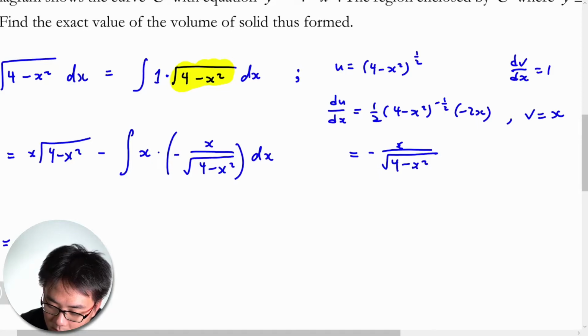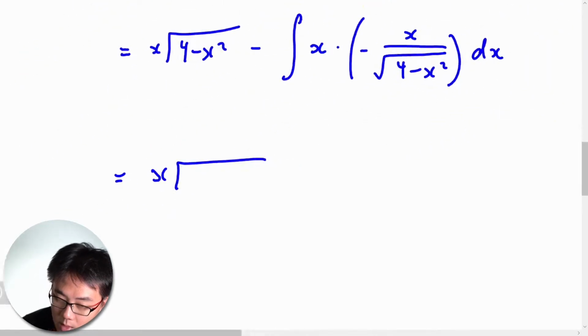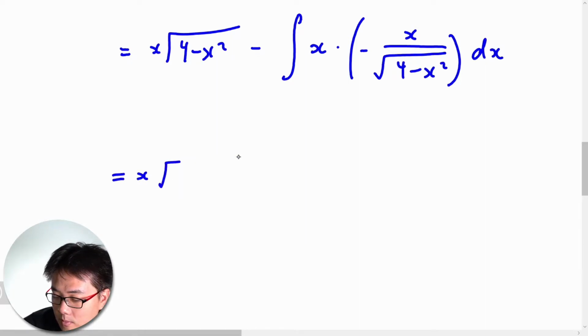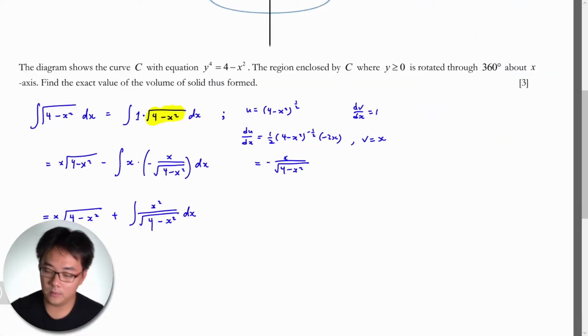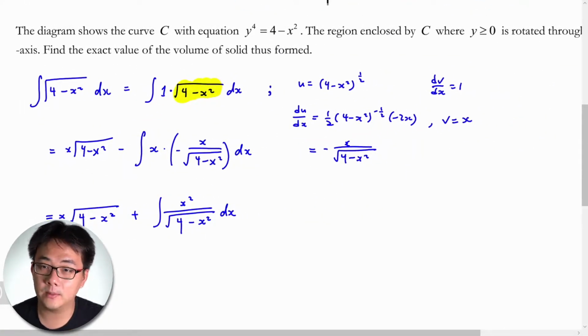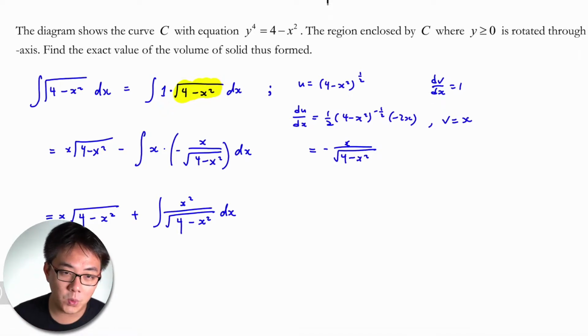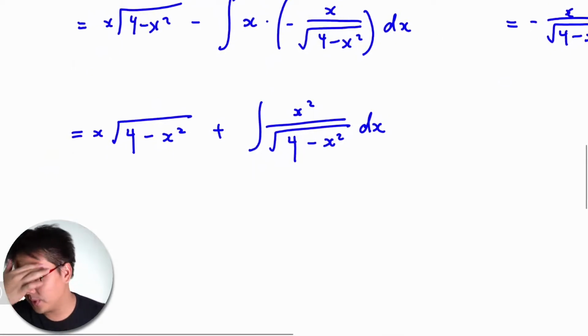So this part here, if I were to do this properly, I will get x times the square root of 4 minus x squared plus the integral of x squared over the square root of 4 minus x squared dx. Okay, people? Question, please.